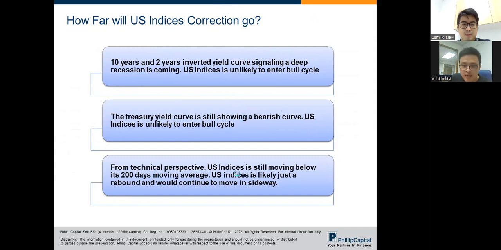And from a technical perspective, US indexes are still moving below the 200 days moving average. So to me, that is not a bull market. Overall, if you ask me, it's either a sideways or a downtrend market. So don't be too aggressive on your long, and don't hold your long for too long, because you might just lose all your profit.